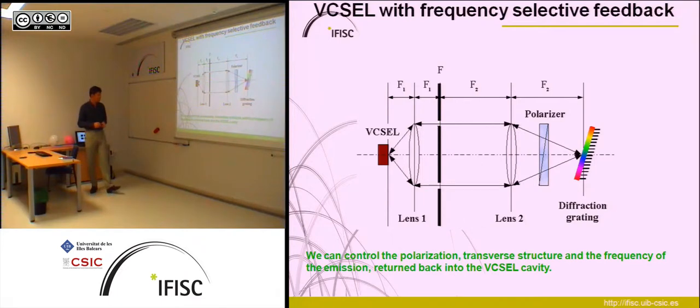Okay, we also insert a polarizer into the feedback loop to kill one of the linearly polarized components, to consider only linearly polarized emission. We can also put here a special filter, which can provide filtering of Fourier modes which go back into the VCSEL cavity. In such a way we can control the polarization, transverse structure, and the frequency of the emission returned back into the VCSEL cavity. So we can control many things in this compound system. Below I will speak about results related to this system, but without the special filter. The special filter is a helpful tool, but it is not necessary for many results which will be explained below.